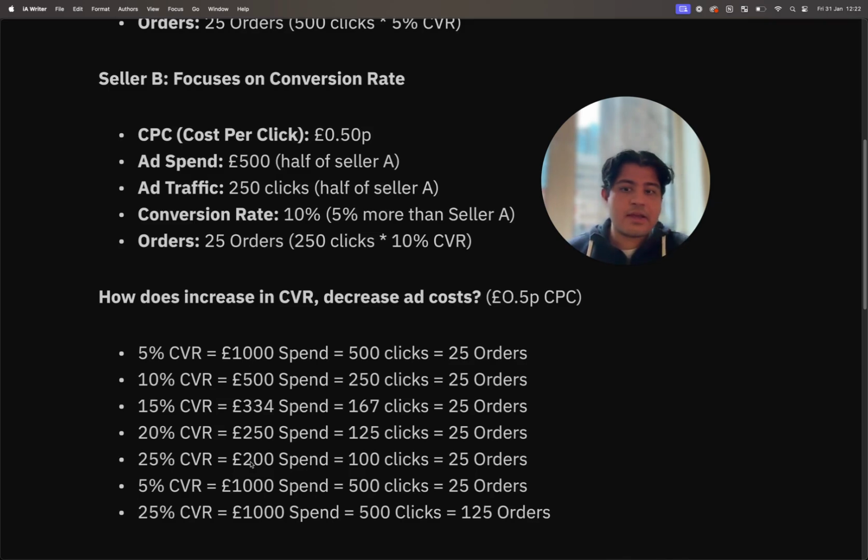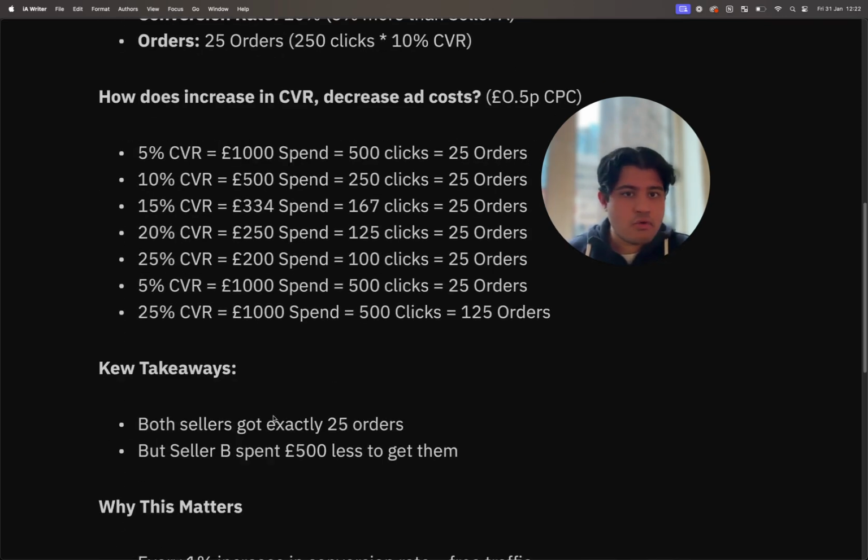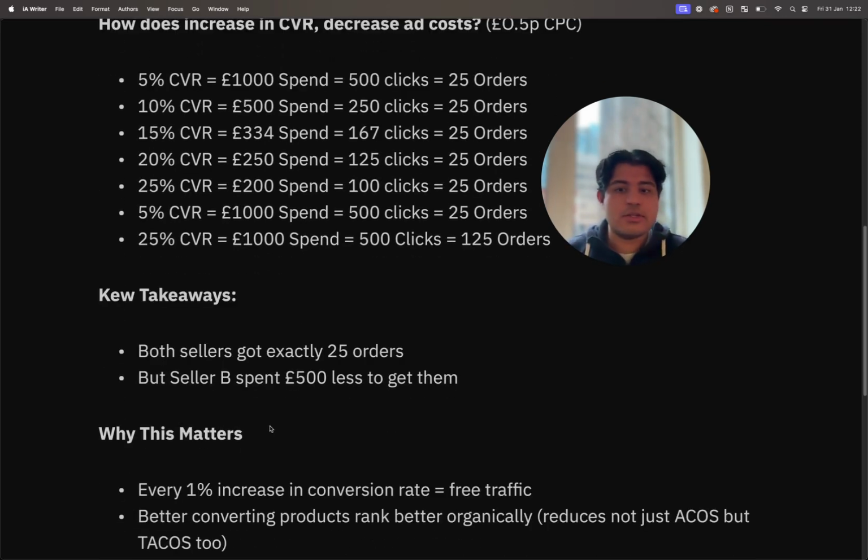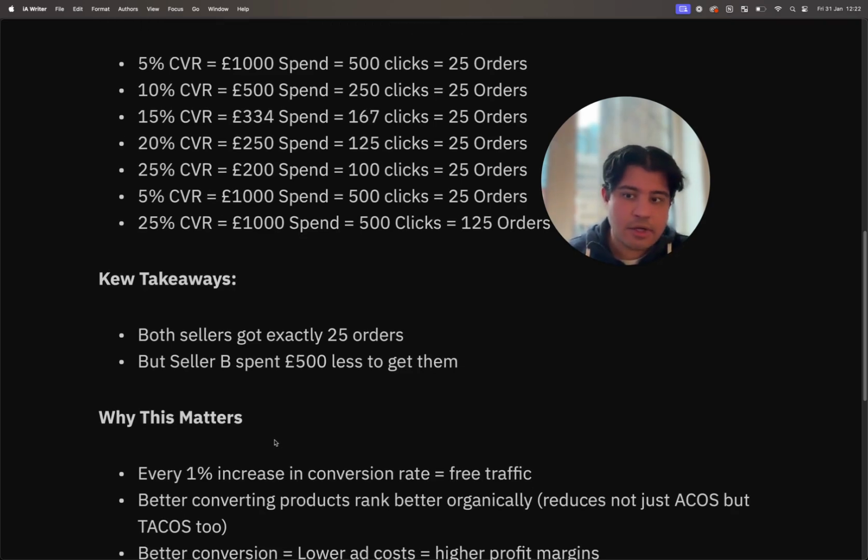So you can see as you increase your conversion rate, your ad spend goes down for the exact same number of orders. This is essentially the most cost-effective way to improve profitability, by increasing your conversion rates. So what really are the key takeaways? Both sellers got exactly the same number of orders, 25 orders, but seller B spent £500 less to get them, solely because they improved their conversion rate by just 5%.